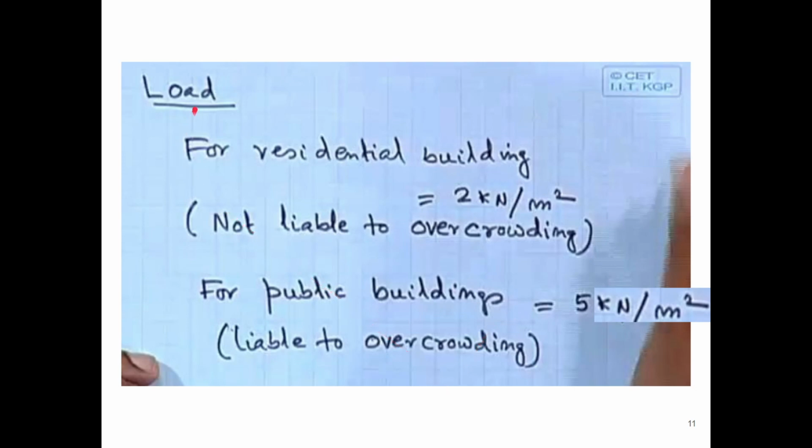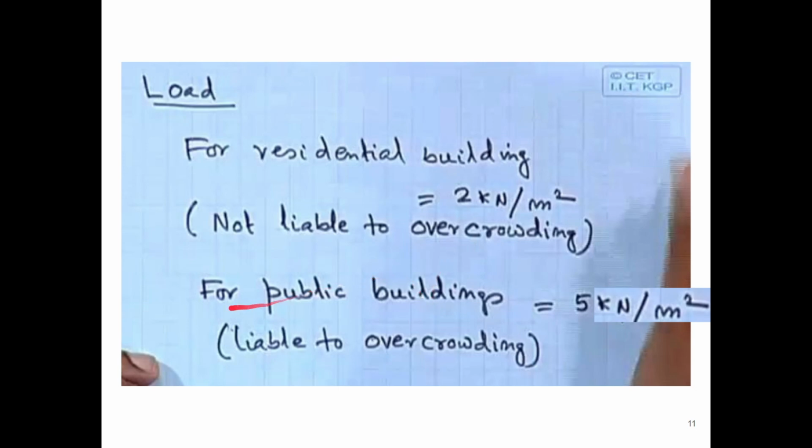What are the loading values as accepted by the IS code? The load value for a staircase as per IS code for a residential building should be 2 kilonewton per meter square, because in a residential building there is no overcrowding. The condition is that it should not be liable to any overcrowding, and as can be expected in a residential building, there will not be any, because there will be only a family living.